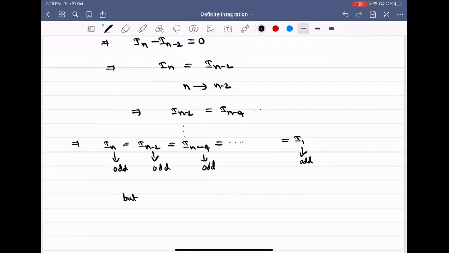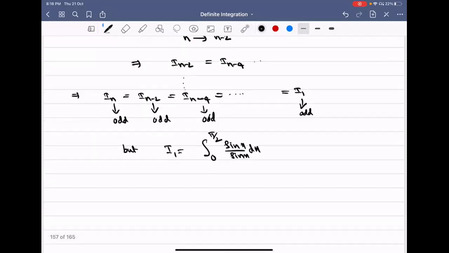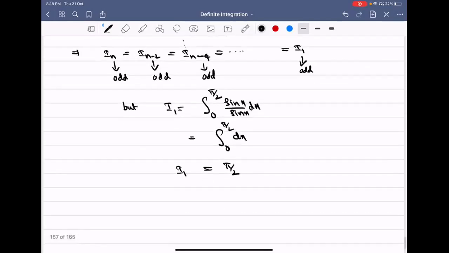But what is I_1? I_1 is equal to the integration from 0 to pi by 2. In the given I_n, replace n with 1, so it is sine x by sine x. Because the given integral is I_n equal to the integration from 0 to pi by 2 of sine nx by sine x. In place of n, if you substitute 1, you get I_1. Therefore I_1 is nothing but the integration from 0 to pi by 2 of dx, which is equal to pi by 2. So here I_1 is equal to pi by 2.